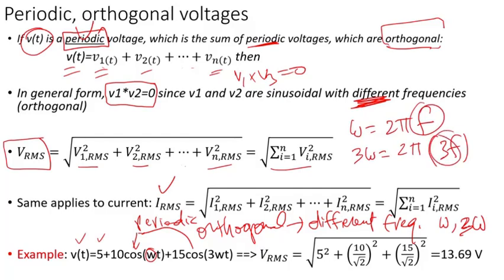So they're orthogonal. Then to calculate the RMS, all I need to do is take the DC part, which is 5 squared, plus 10 divided by root 2 quantity squared, plus 15 divided by root 2 quantity squared. Because you see 5 is just DC, I didn't divide by root 2. Why did I divide 10 by root 2 and 15 by root 2?